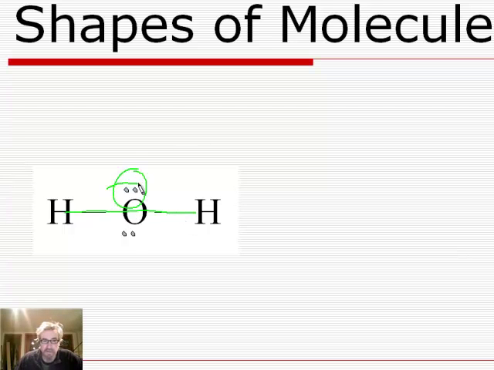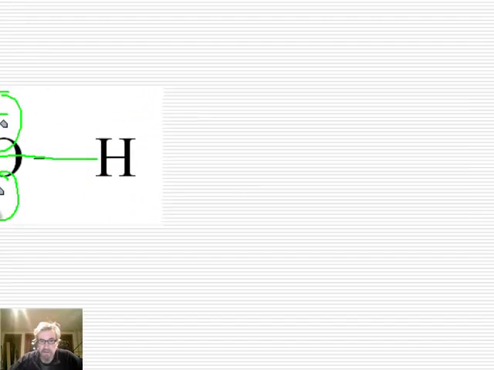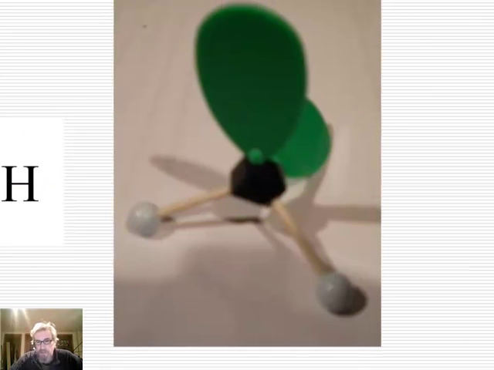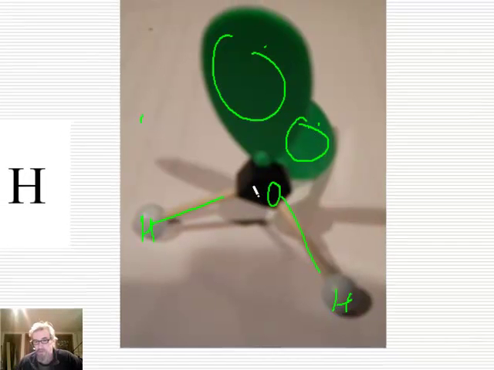This lone pair takes up some space. This lone pair also takes up some space. They're repulsive to each other, just like they're repulsive to the bonds. And so when you look at the actual structure of water, it ends up having a bent shape. Here are the lone pairs. These big green ears here represent lone pairs, and these are the bonds. So here's H, here's O, here's H. That bent molecule exists rather than a linear molecule because of the influence of these two repulsive lone pairs.